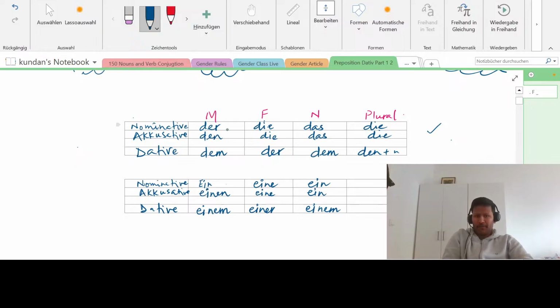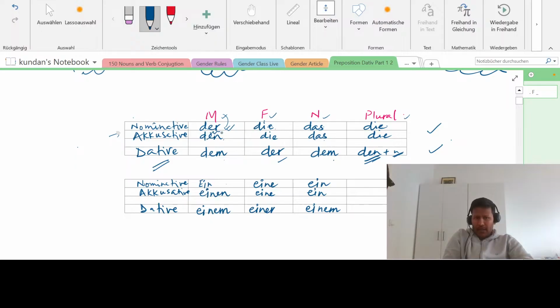In nominative, this is masculine, feminine, neuter, and plural: der, die, das, die. In accusative, only masculine changes. Der becomes den, but die remains die, das remains das, and die is die. But in dative, everything changes. Der becomes dem, die becomes der, das becomes dem, and die becomes den in plural, with an n at the end of all the nouns that we will cover. I hope this table is clear.